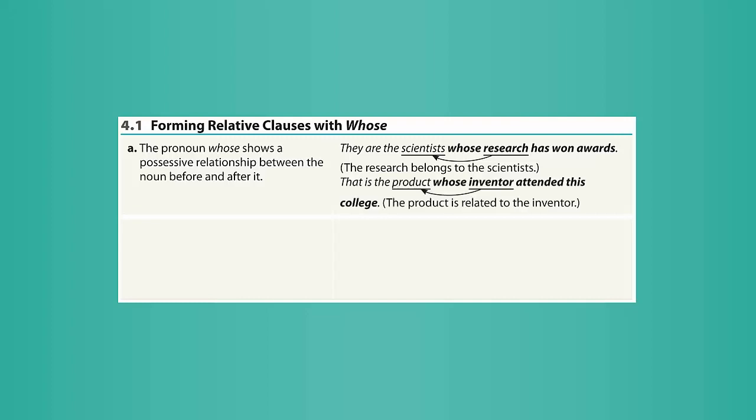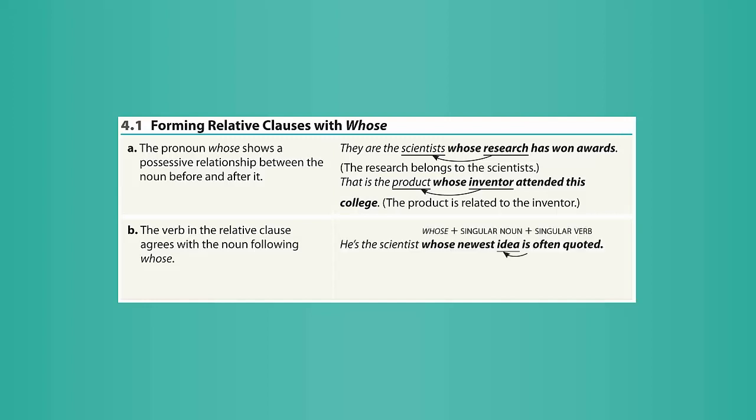And in this sentence, that is the product whose inventor attended this college. The product is related to the inventor. And remember that the verb in the relative clause agrees with the noun following whose. For example, he's the scientist whose newest idea is often quoted. The word idea here is a singular noun, so we need a singular verb to go with it. And we have another example. He's the scientist whose ideas are often quoted. Ideas here is a plural noun, so we need a plural verb to go with it.